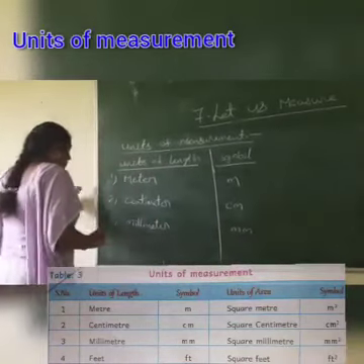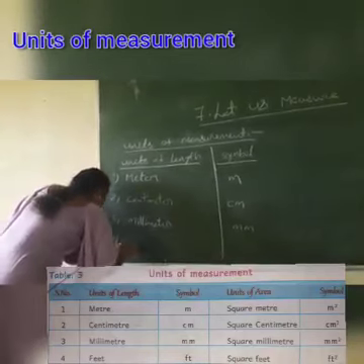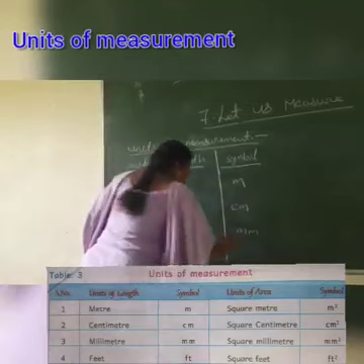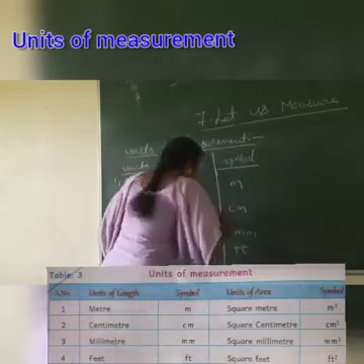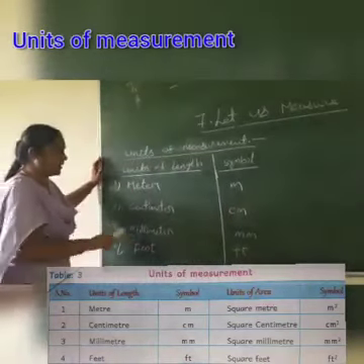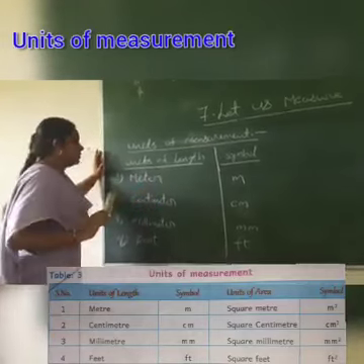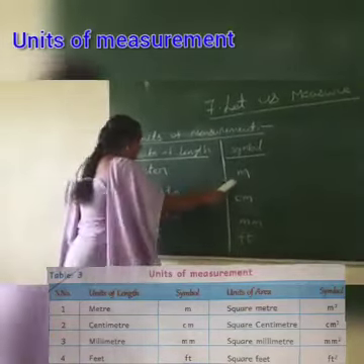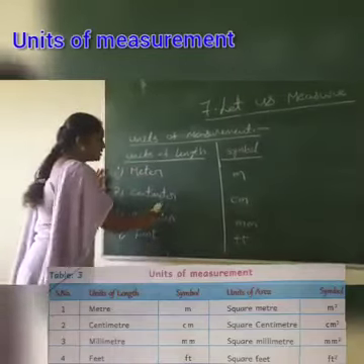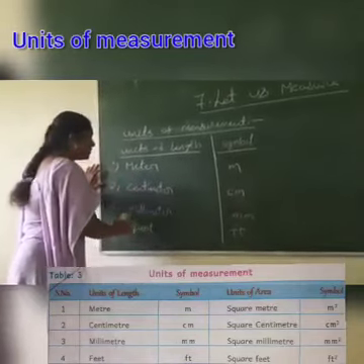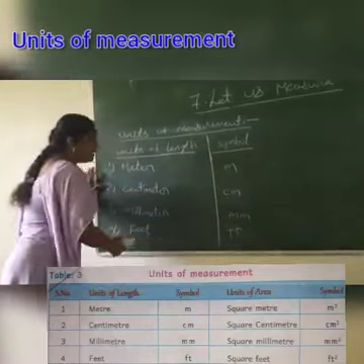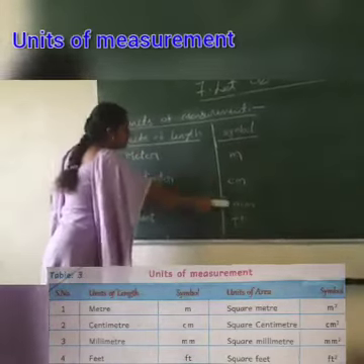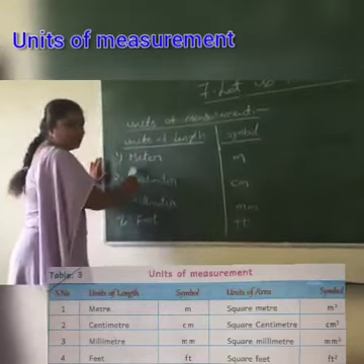And the fourth one is foot. It indicates like this. So these are the units of length and their symbols. Meter indicates small m, centimeters indicates cm, millimeters indicates mm, and foot indicates ft. So these are the symbols and these are the units of length.